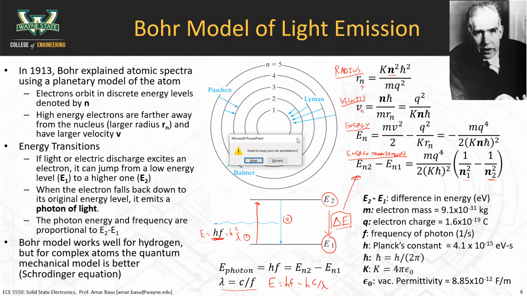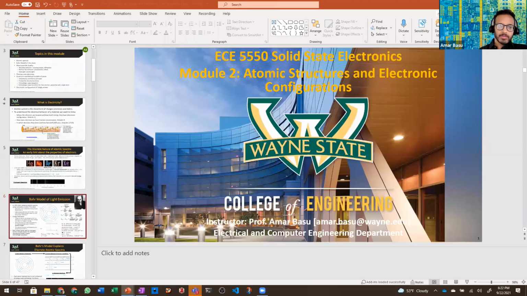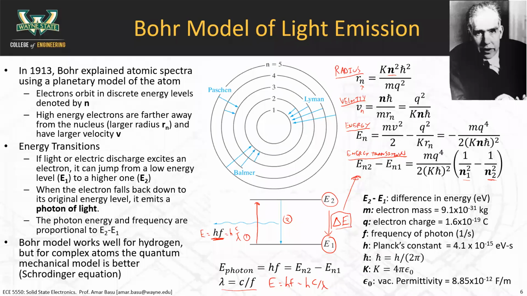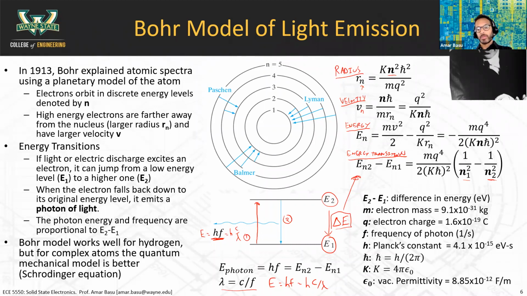I just have one quick question. Sure. Velocity, is that the velocity at which the electron orbits, or is that the velocity at which it changes states? That's the velocity at which it orbits. Okay. All right.